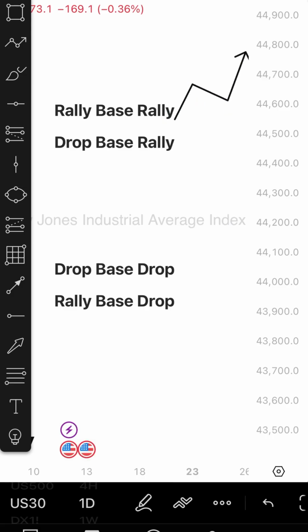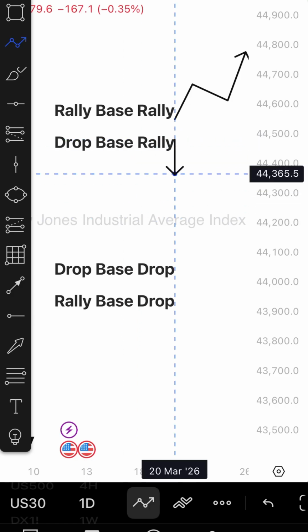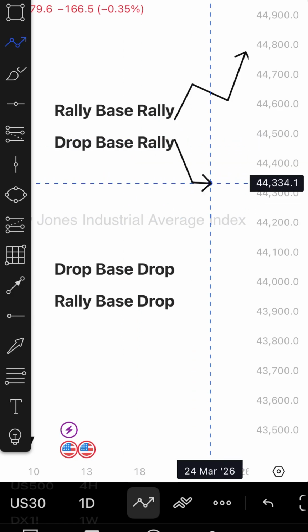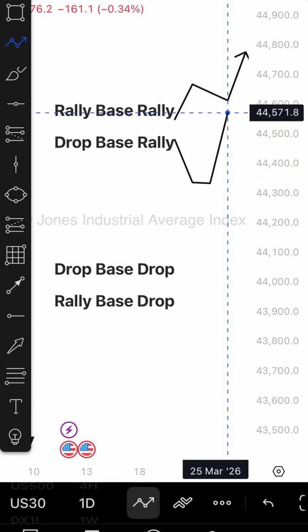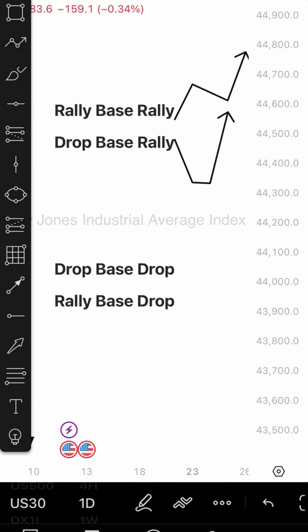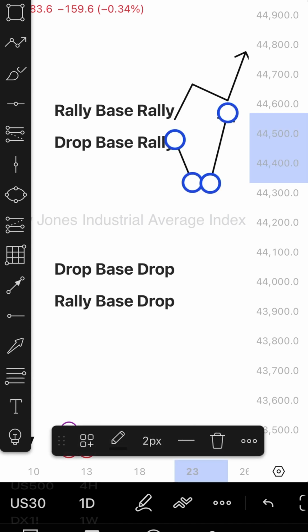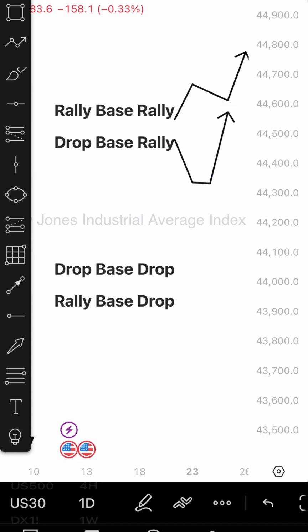So rally base rally. Then a drop base rally usually is something like this: the market dropped, then there was a base, then the market rallied, and this zone where the base was is eventually our point of interest, and that is for drop base rally. So we'll do examples of both when we cover it.